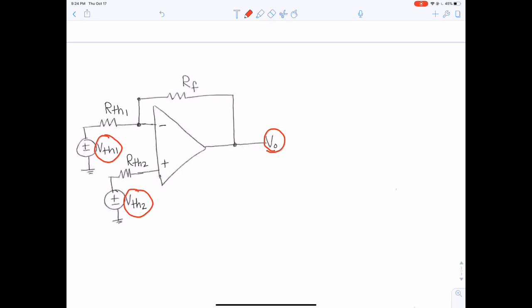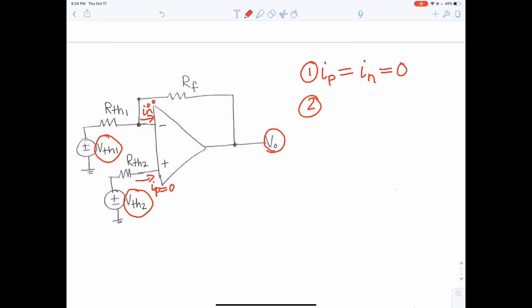The first assumption that is made is that the currents, IP and IN, going into the op-amp terminals are 0. So this is IN, N stands for the negative, and this one would be IP. So both of those are set to be 0.